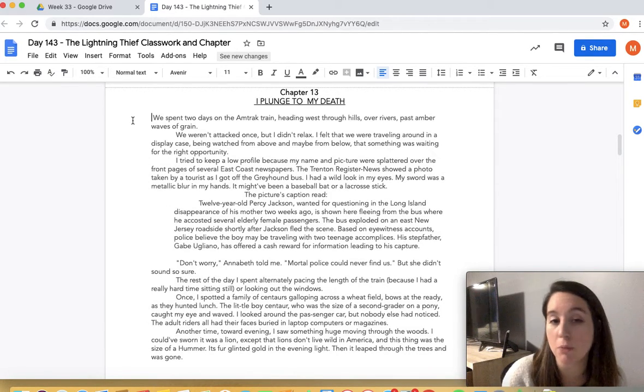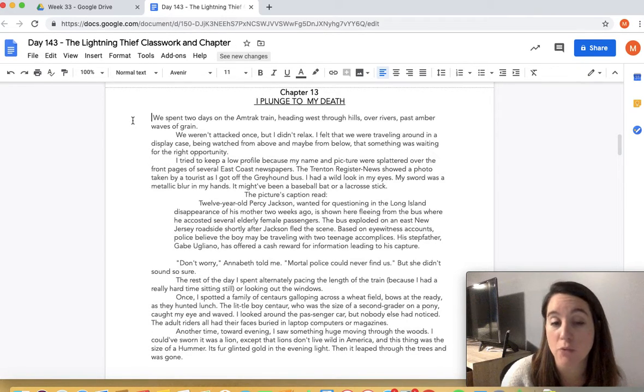I tried to keep a low profile because my name and picture were splattered over the front pages of several East Coast newspapers. The Trenton Register News showed a photo taken by a tourist as I got off the Greyhound bus. I had a wild look in my eyes. My sword was a metallic blur in my hands.